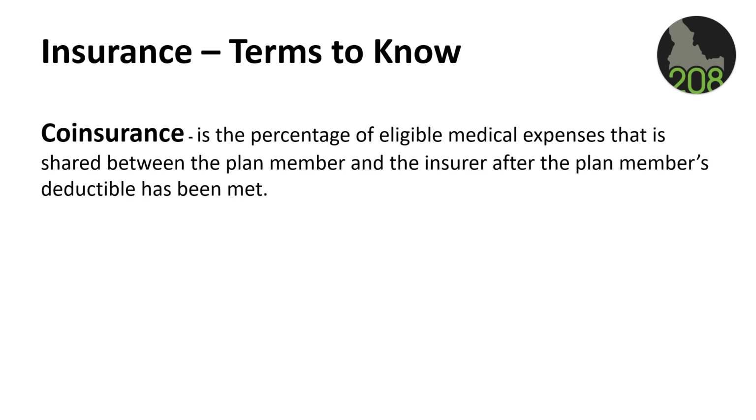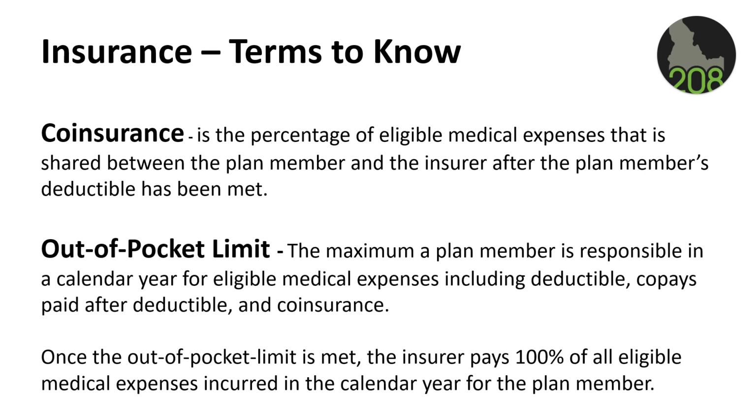Coinsurance is the percentage of the eligible medical expenses that is shared between the plan member and the insurer after the plan member meets their deductible. And the out-of-pocket maximum or limit is the most that a plan member will pay per individual on their plan in a calendar year. This will include the deductibles, copays paid after the deductible, and coinsurance. Once the out-of-pocket limit is met, the insurer pays 100% of all eligible medical expenses incurred in the calendar year for that plan member.